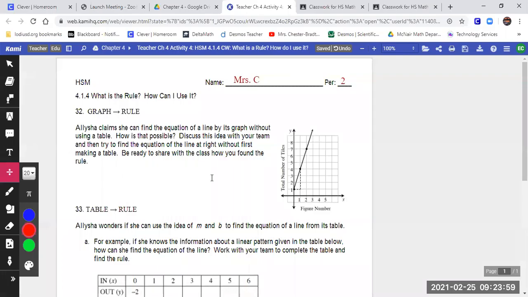How is this possible? So without using the table, how is it possible that we can figure out the equation of the line without making the table? It is possible. What do you think?